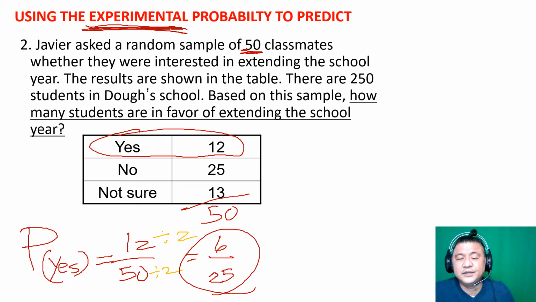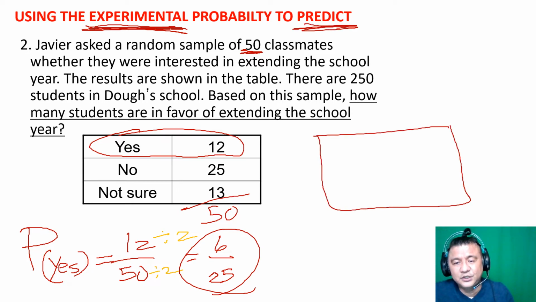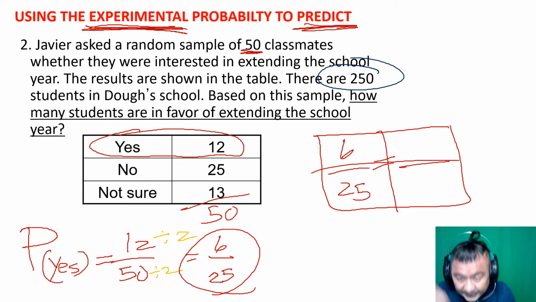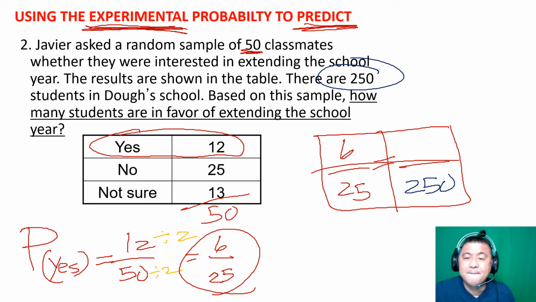So guys, we were able to use an experiment. We will now use this to predict. Again, you could use your ratio chart or just write two fractions. 6 out of 25 is equal to what? I am now predicting for the whole school. 250. Where do I put 250? On top or below? Say it. Yes, it's below, not on top. The whole is always below. Okay, so the x would be there.